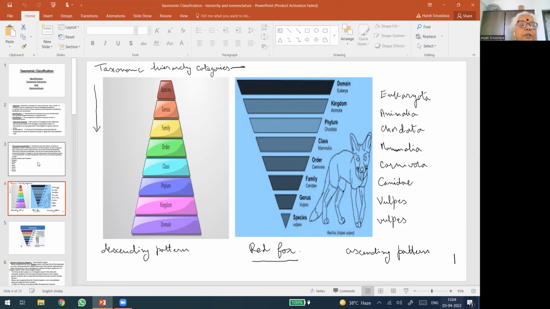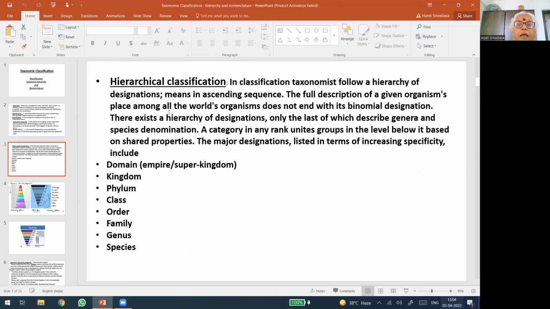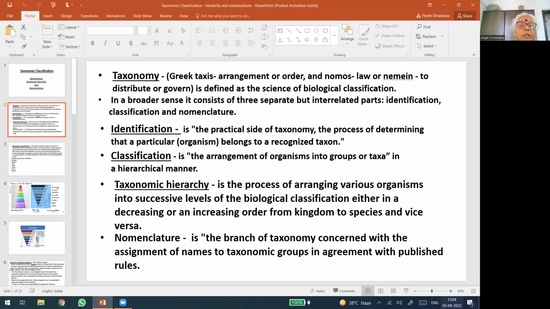Now, this pattern of taxonomical hierarchy, as discussed earlier also, is the classification that taxonomists follow as a hierarchical designation, which may be in ascending or descending sequence. The major categories are domain, kingdom, phylum, class, order, family, genus, and species. This hierarchy is followed by the nomenclature system, that is the naming of the organism.